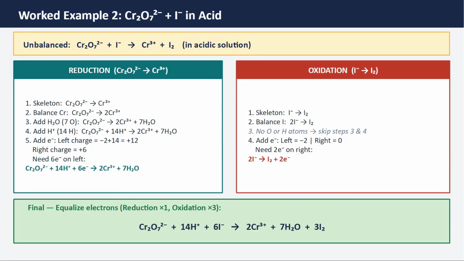Now you see the reduction reaction has 6 electrons and the oxidation has 2 electrons. So to make the electrons equal, we multiply the oxidation reaction by 2 and then add it to the reduction reaction. So the final equation becomes Cr2O7 2- plus 14H+ plus 6I-, giving 2 Cr3+ plus 7H2O plus 3I2.